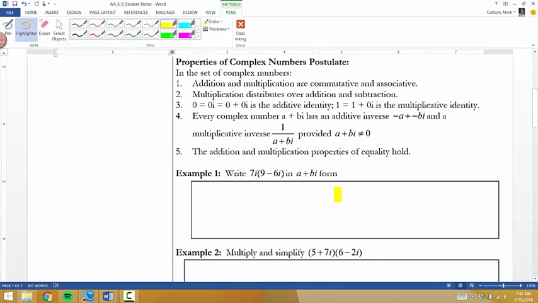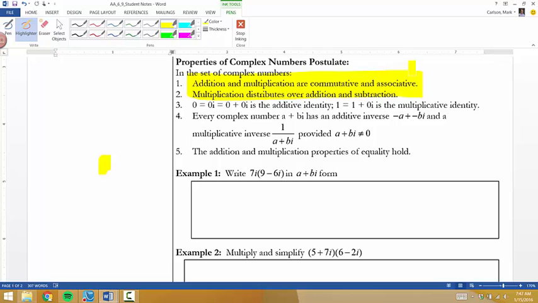For complex numbers to be equal, both the real and the imaginary parts must be equal to each other. As we think about complex numbers, we have to think about them like we would with real numbers, in that they have properties just like real numbers. So here are the properties for complex numbers. The complex number postulate tells us, first of all, that addition and multiplication are commutative and associative, just like real numbers. Multiplication is distributive over addition and subtraction, so we can use that distributive property that we've used quite a bit with real numbers.